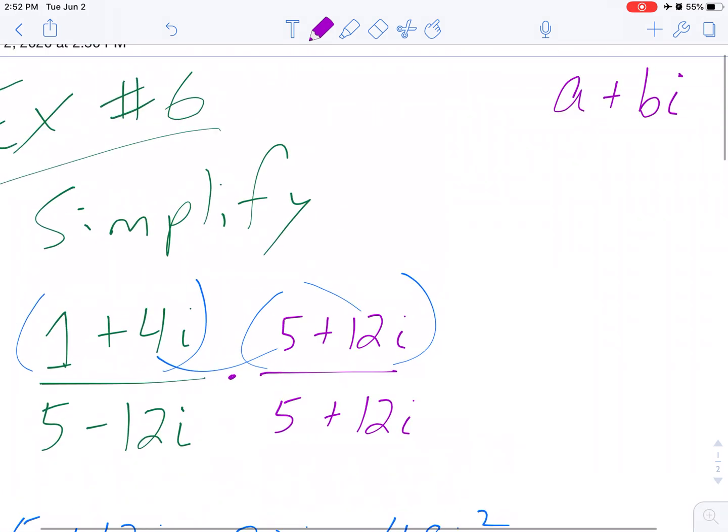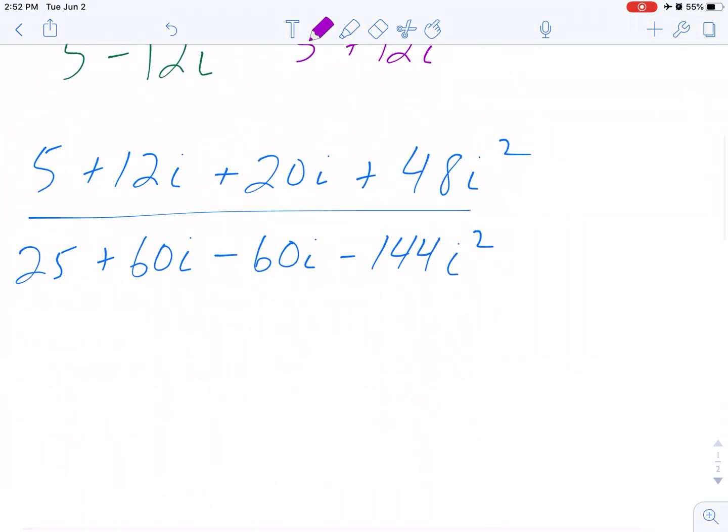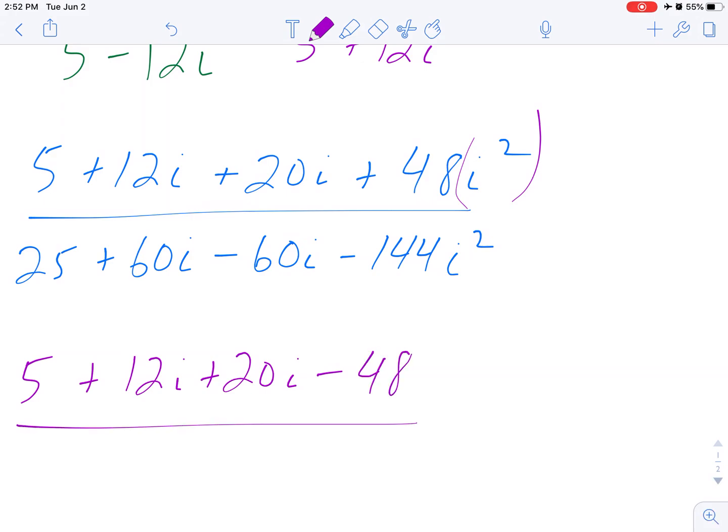So if we simplify this, remember we should get rid of all of our i squareds, and we need to make our answer look like a plus bi. Well, let's see what happens. So on our numerator, we have an i squared. So this comes out to be 5 plus 12i plus 20i minus 48. In the denominator, we have 25. These cancel off. This is i squared. So that becomes plus 144 on the bottom.